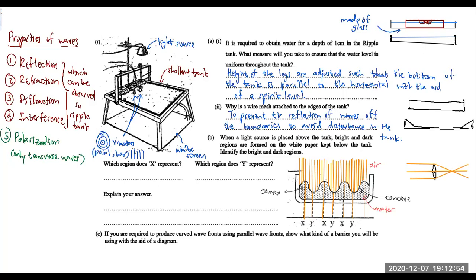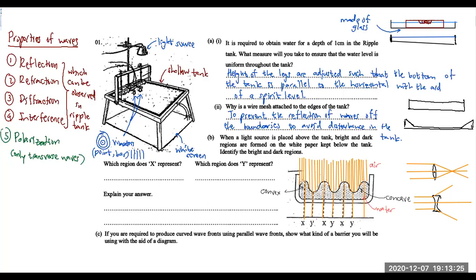On the other hand, if it is a concave surface, what will happen? The rays will diverge, but still the rays which go through the optic center will not show any change in their paths. So just revising what we learnt under lenses. This is what happens. So the exact same thing is going to happen here as well.